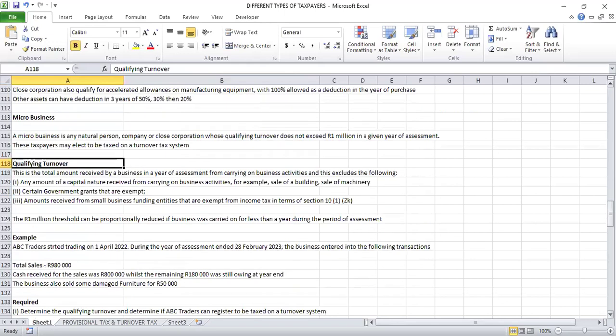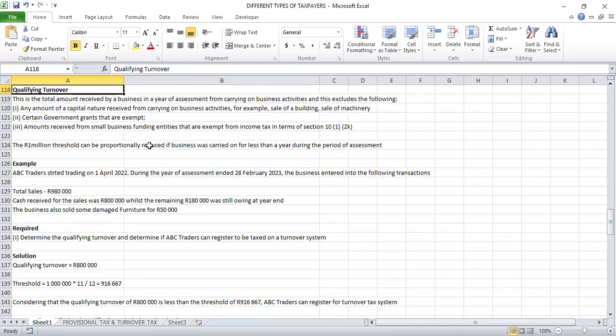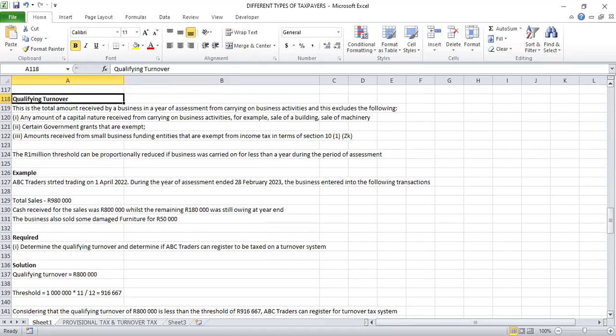Qualifying turnover refers to the amount received by a business in a year of assessment from carrying on business activities. So the amount that you actually received from doing your business. When you were selling goods, the amount that you received. So if you sold on credit and you have not yet received the amount, you don't include it in qualifying turnover. Qualifying turnover only includes amounts that have been received.